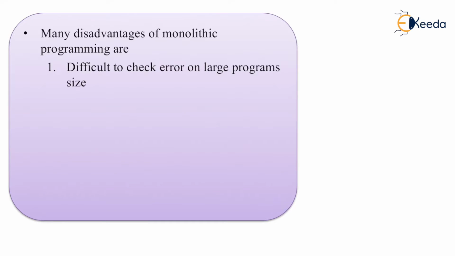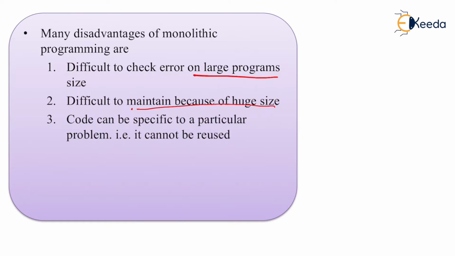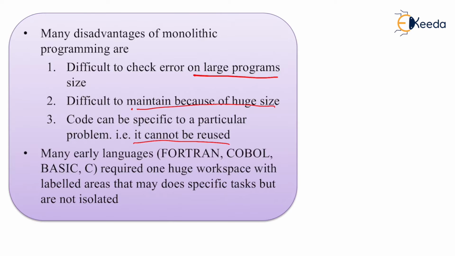They are difficult to check for errors in a large program. Difficult to maintain because of huge size. Code can be specific to a particular problem, that is, it cannot be reused. Mainly the early languages like Fortran, COBOL, BASIC, and C required a huge workspace with label areas that may do a specific task but are not isolated.